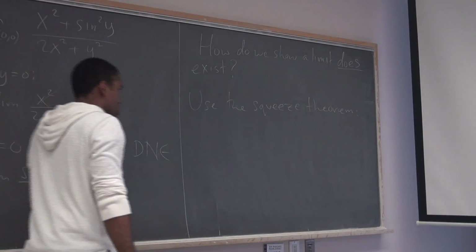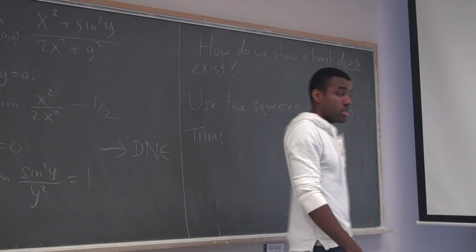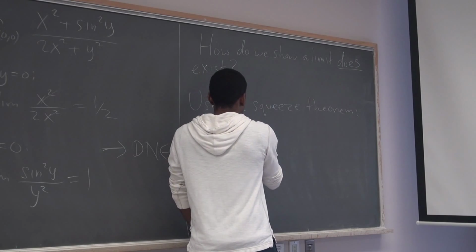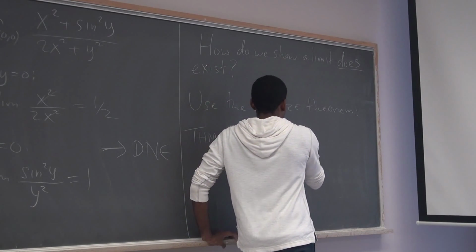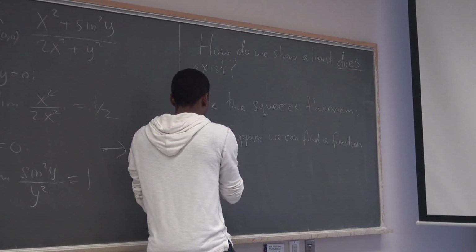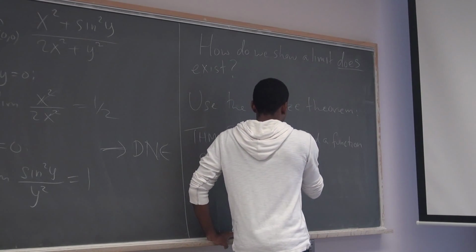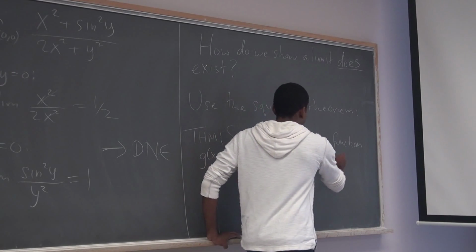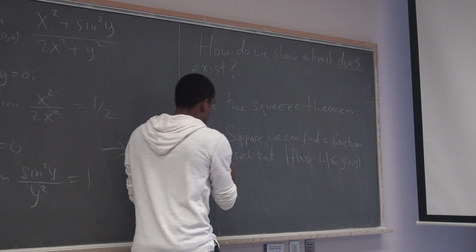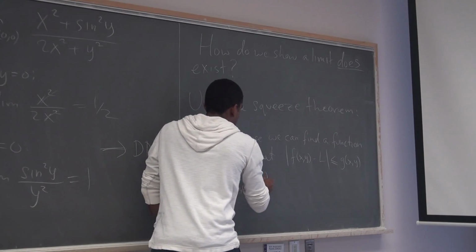It's not actually the squeeze term. The squeeze term is used in the theorem, right? So there's a theorem that says the following. This is how we're going to prove a limit exists. It's the easier way. Suppose we can find a function g of x, y such that the absolute value of f of x, y minus L is less than or equal to g of x, y, and at the same time the limit as x, y approaches a, b of g of x, y is 0, right?